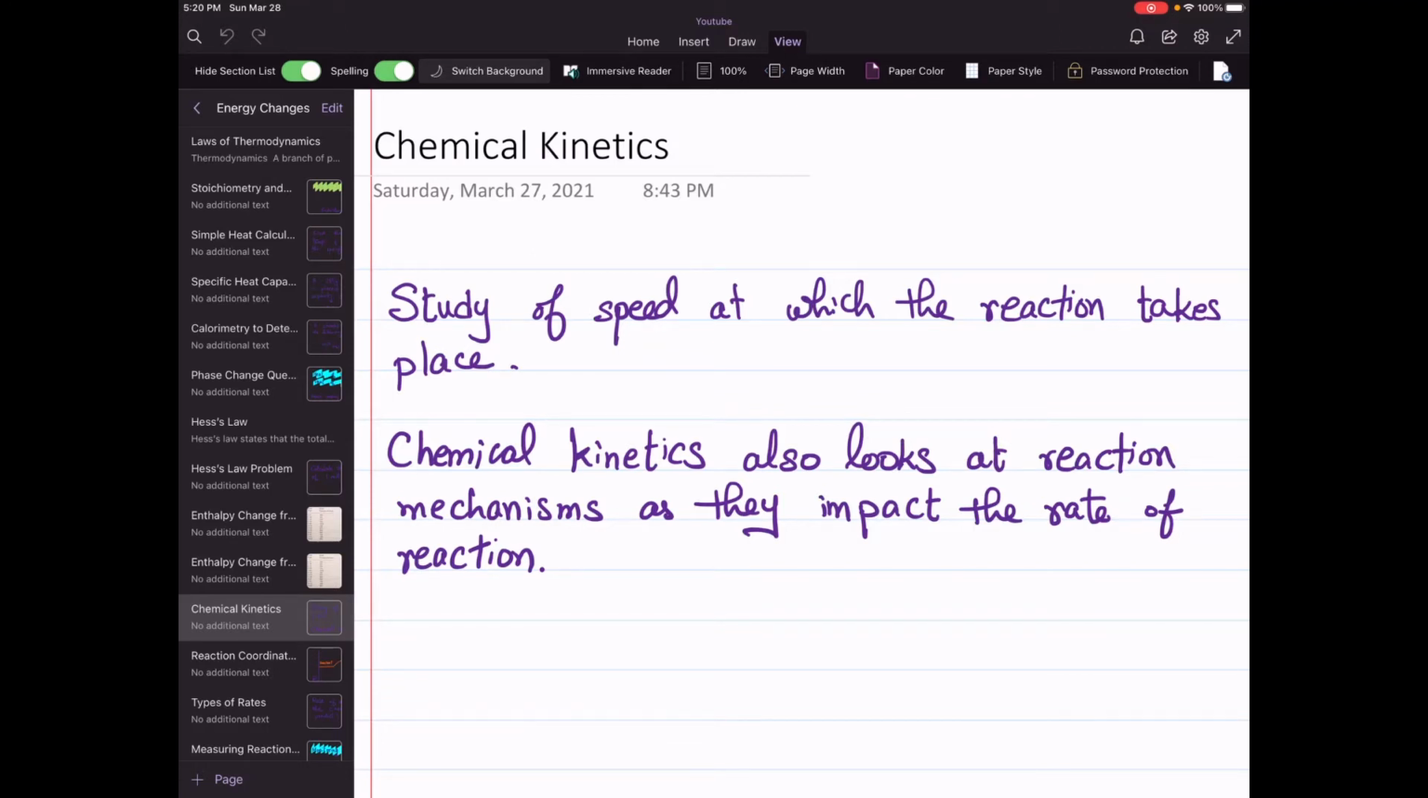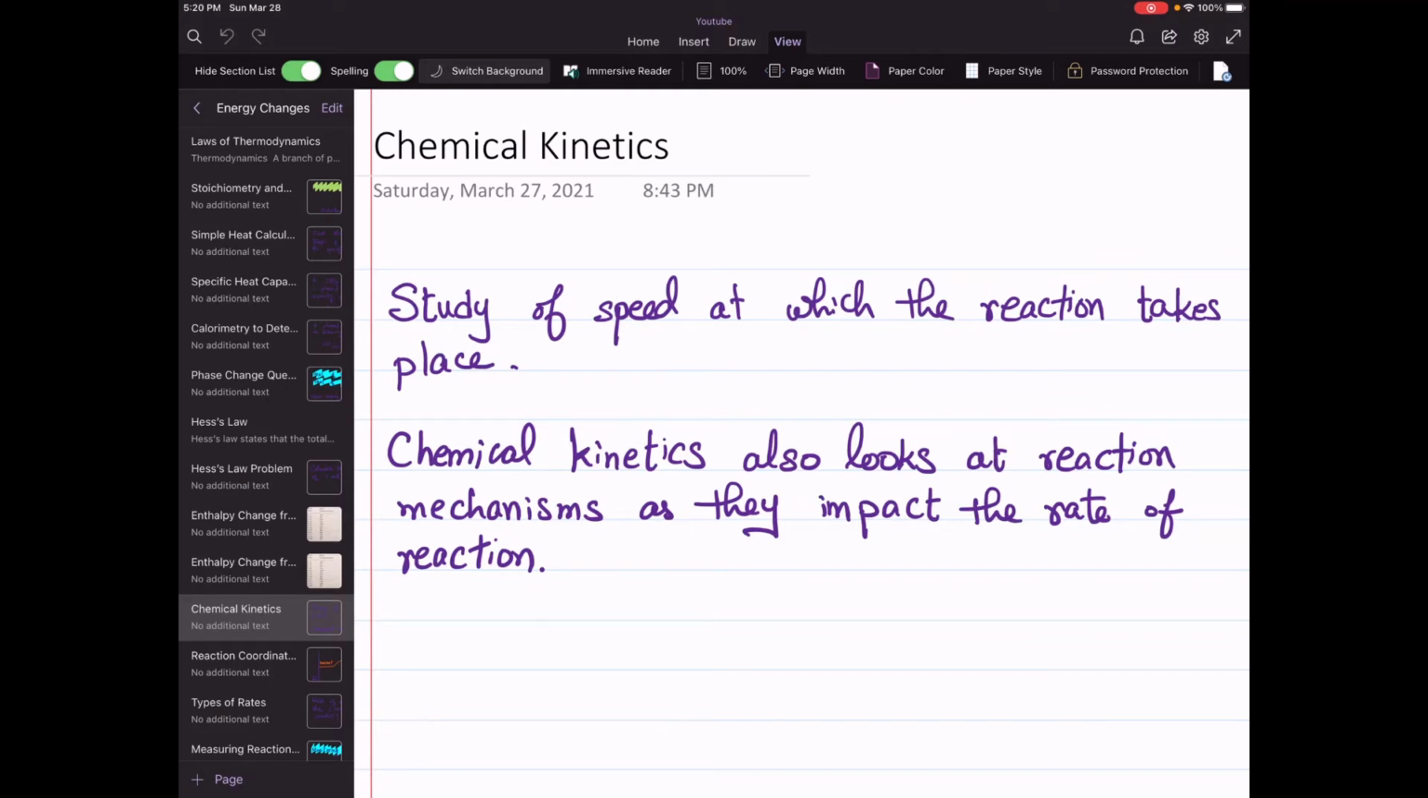In some cases, it is useful to slow down the reaction, whereas in other cases, it may be useful to speed up a chemical reaction. And for both cases, we have to study chemical kinetics. We have to see which reactant is going to affect the rate of production of the product and in what manner. Chemical kinetics looks at a reaction mechanism as that will impact the rate of reaction.